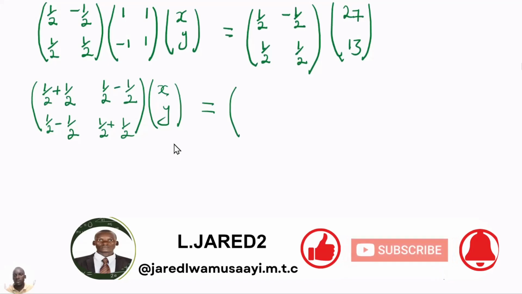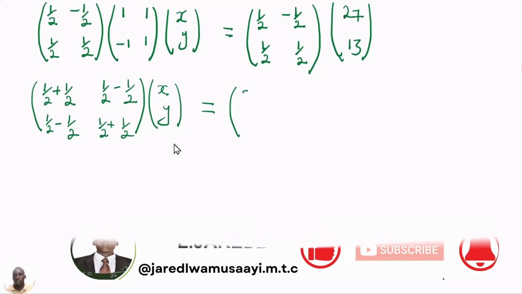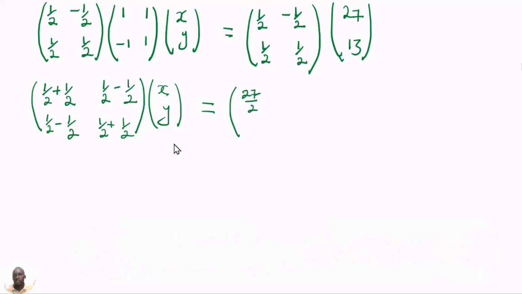on the right hand side still we have a half multiplied by 27 to give us 27 out of 2, then minus the 13 out of 2. Then a half multiplied by 27 to give us the 27 over 2 plus the 13 divided by 2. Let us simplify this further. A half plus a half is simply 1. Then a half take away a half is 0. Then a half take away a half is 0. Then a half plus a half we have 1.